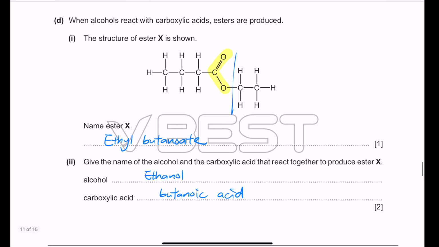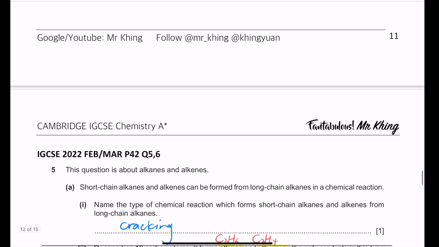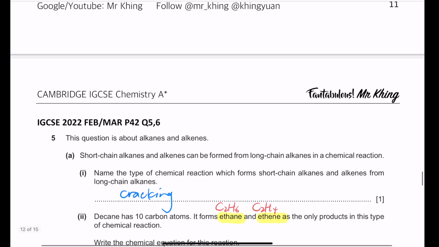Okay, next one. So you see, reactions that form short chain alkane and alkene from a long chain alkane are called cracking. Next, you are asked to write the chemical equation for this. Given here, this alkane contains 10 carbon, and it undergoes cracking to produce just ethane and ethene as the only products.